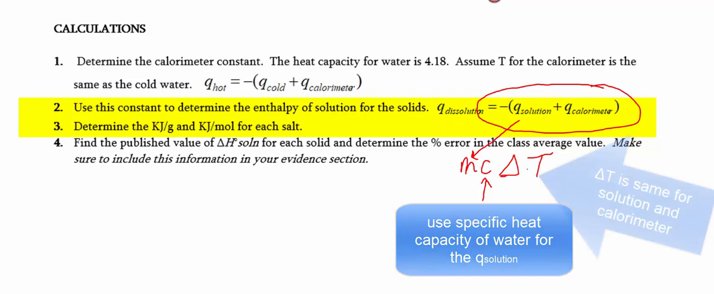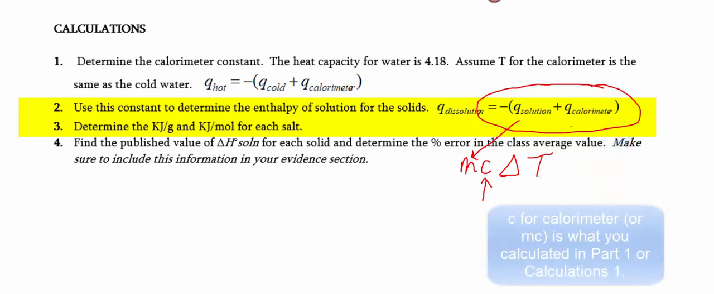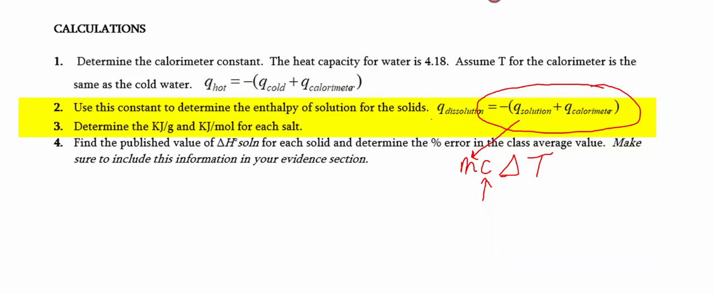Your change in temperature here is going to be the same for your solution and the same for your calorimeter. It's just final minus initial. The key here, though, for your calorimeter, your C, this is the C that you're going to use that you determined in your number 1 calculation. Okay, once you find out your Q of solution and your Q of your calorimeter, that's going to give you your Q of dissolution.